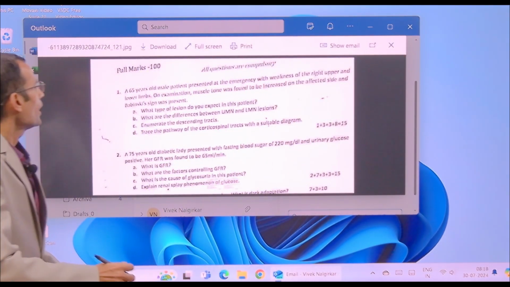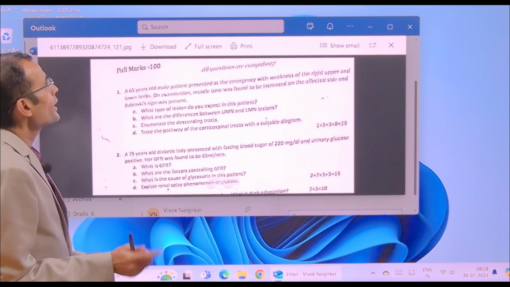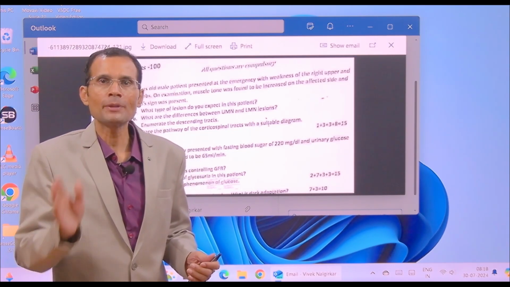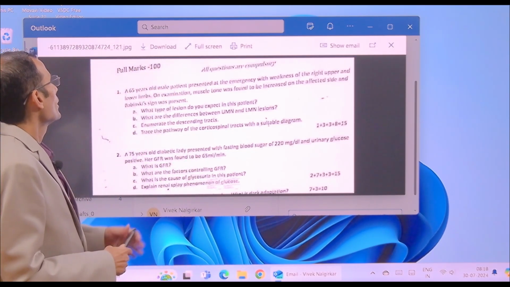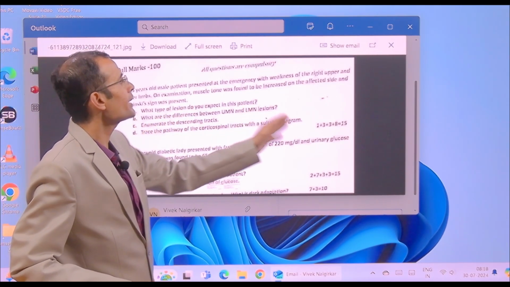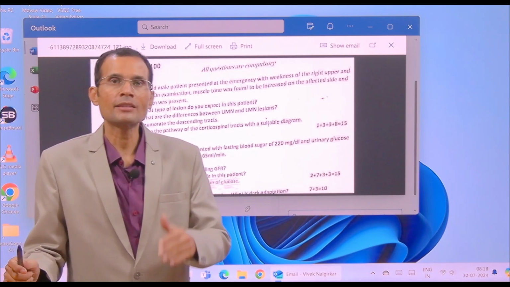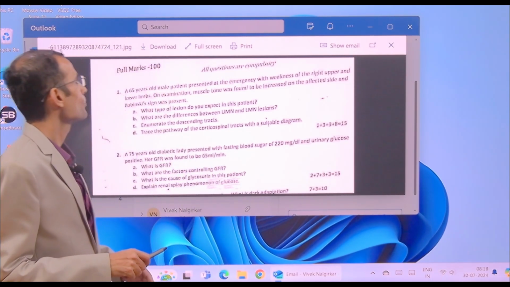Okay. A 65-year-old male patient presented at the emergency with weakness of right upper and lower limbs. Right upper and lower limbs means weakness on one side of the body. Hemiplegia. On examination, muscle tone was increased. So this is hemiplegia, or let's say spastic paralysis. Spasticity, muscle tone has increased.